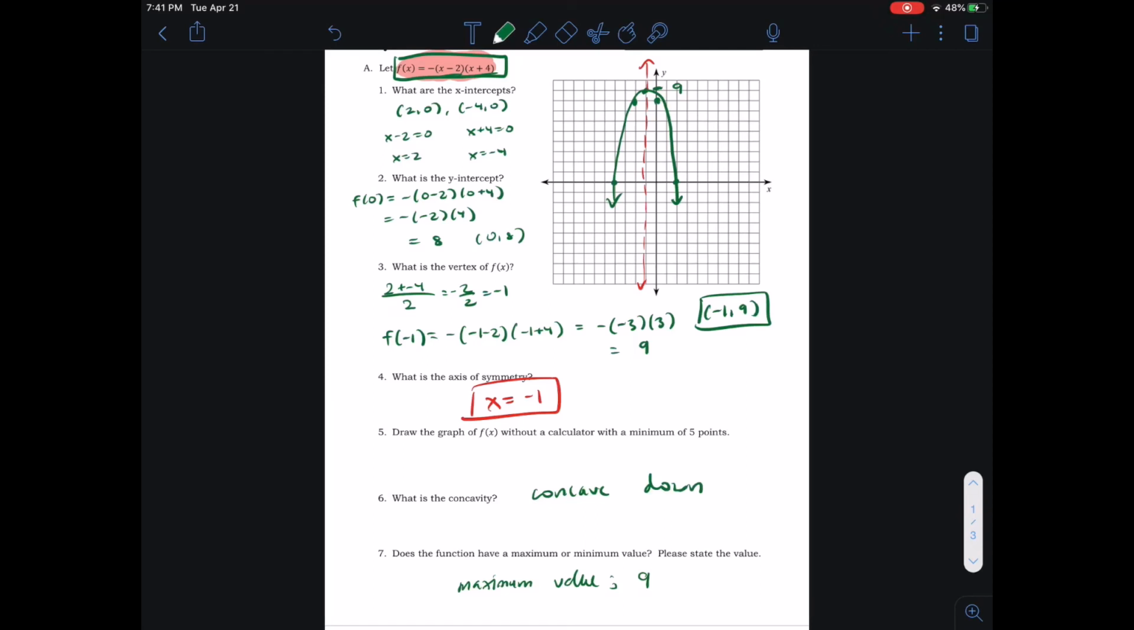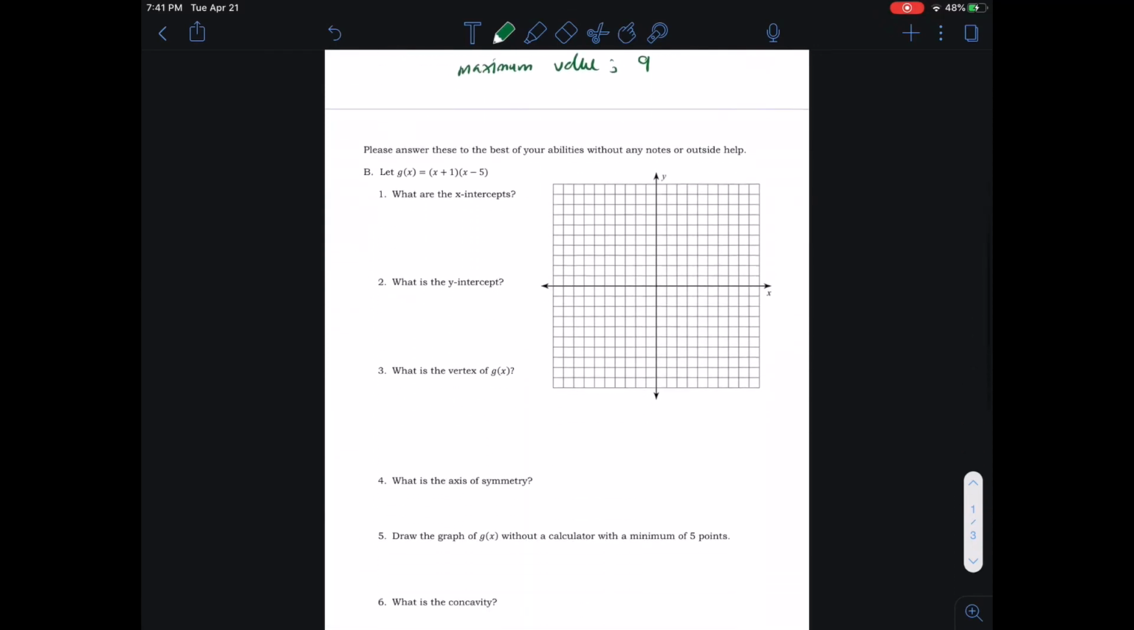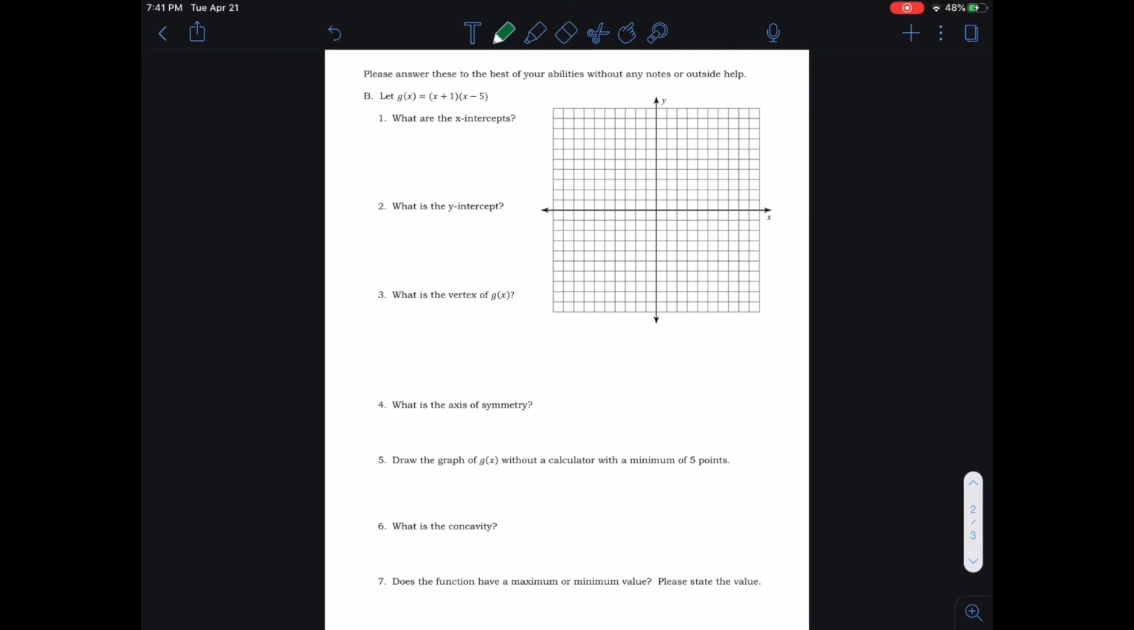So when you feel ready, what I want you to do is go to the next page. I want you to do as much of this as you can on your own. Do it to the best of your abilities without any notes or outside help, right? So I'm gonna give you guys a couple of minutes to do this. Pause the video, and when you're ready, press play to check your answers, okay?